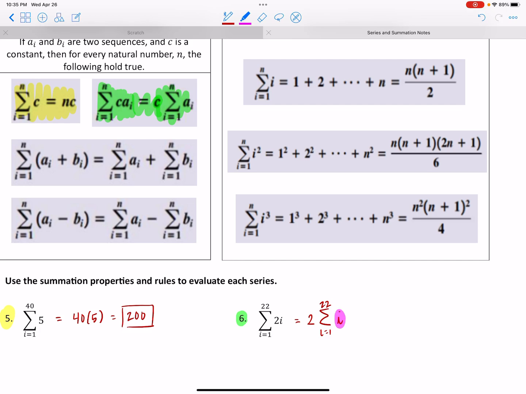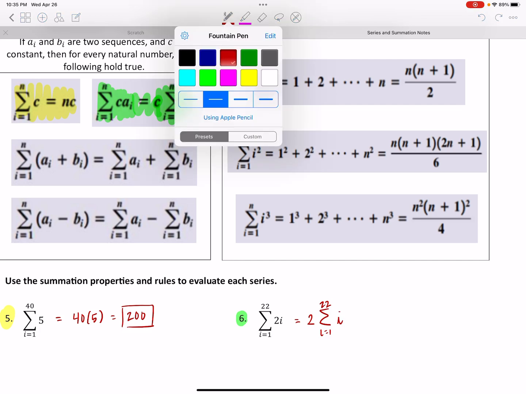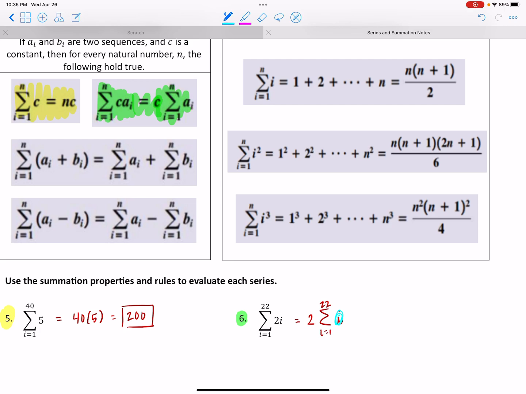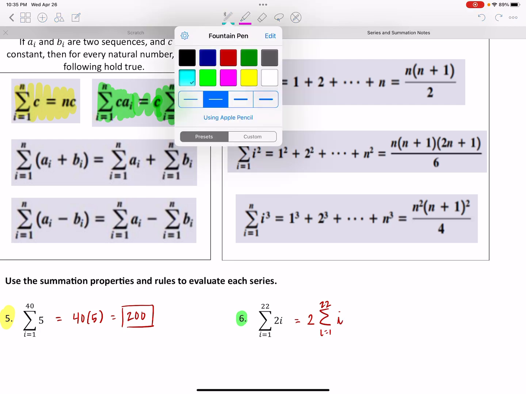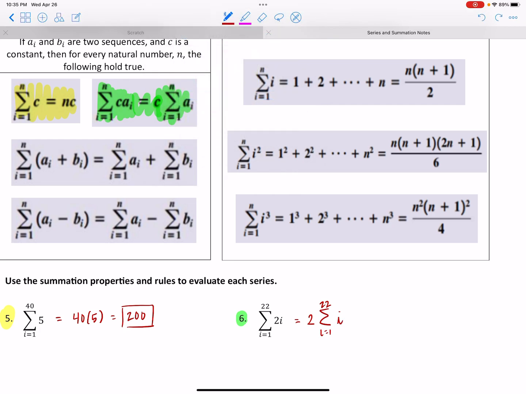Maybe that's a bad color. Let's try this color. Goodness gracious. Let's try this. There we go. This, right, that's what I see here. I'm going to apply this formula.